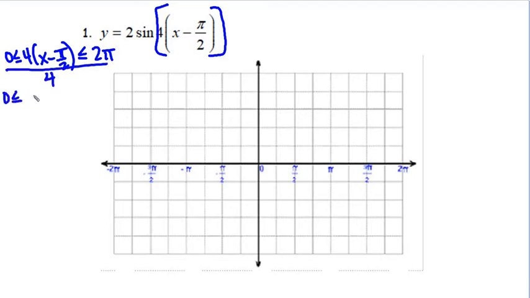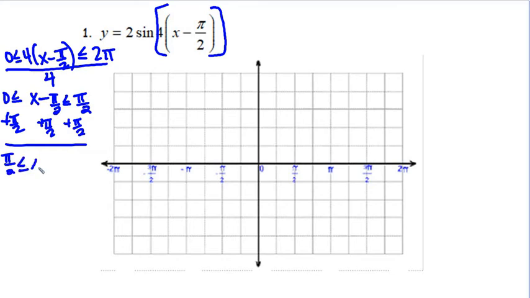So I get 0 is less than or equal to x minus pi over 2 is less than or equal to pi over 2. So I'm going to add pi over 2 to each section of my inequality. And I get pi over 2 is less than or equal to x is less than or equal to pi. So remember, the whole idea is to isolate x so that we can get our new key values that yield the axes values for us, okay, because we know what the value of sine is at all of the axes values.